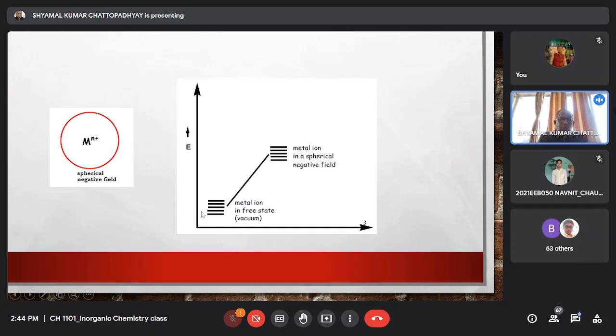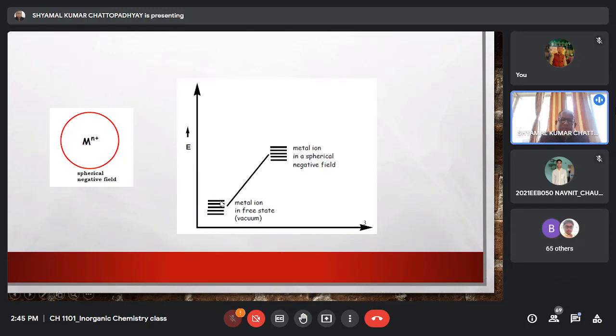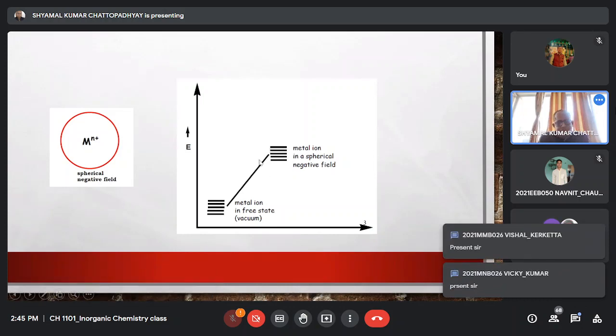then on placing the metal ion at the center of a conducting sphere carrying 6 negative charges, obviously because of the electron-electron repulsion between the metal orbitals, particularly the metal d orbitals, all orbitals will be affected, but we are more concerned with the d orbitals here because that gives the splitting. So the metal d orbitals will undergo repulsion with the negative charge, and as a result of this, the energy of the metal orbitals will increase because of the electron-electron repulsion.